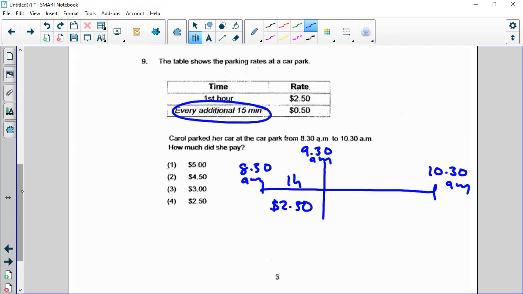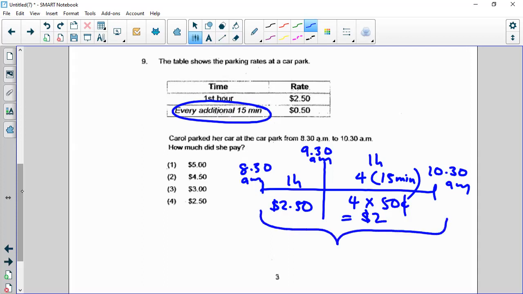15 minutes. If you are quite good, you will realize that this is actually 1 hour. 1 hour has how many 15 minutes? 1 hour has 4 15 minutes. So 4 times 50 cents, and you get 200 cents or $2. So how much is the car park fee? That will be $4.50. So your answer is number 2.